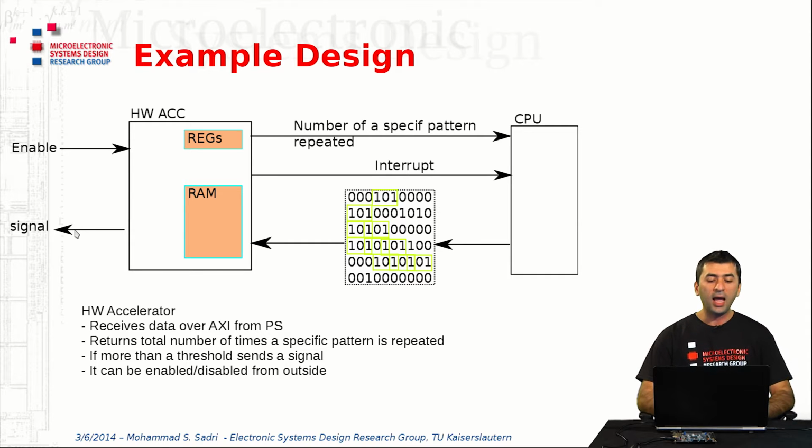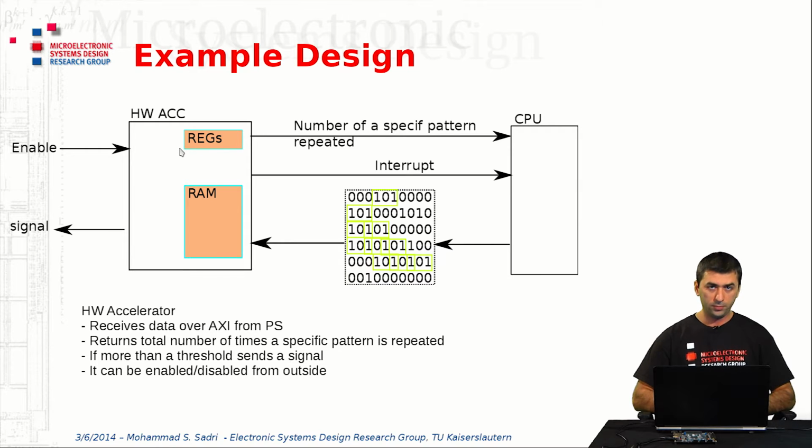Furthermore, after the hardware accelerator has received all of the data and counted the number of occurrences of the specific pattern in the data, it produces an interrupt to the CPU to inform the CPU that I have done my task, you can come and grab the results. So these are the functionalities that I want to implement in my hardware accelerator.